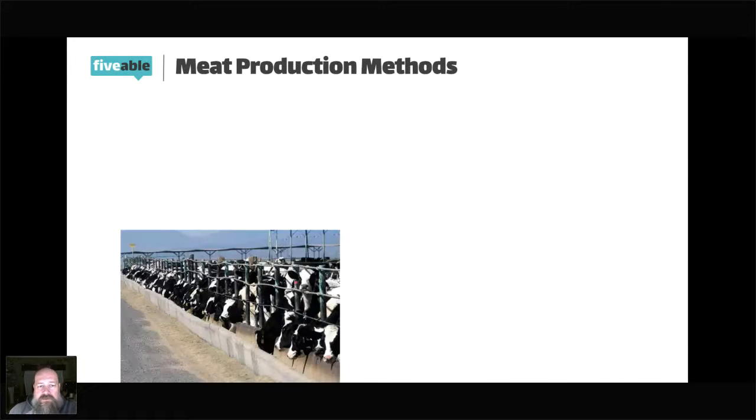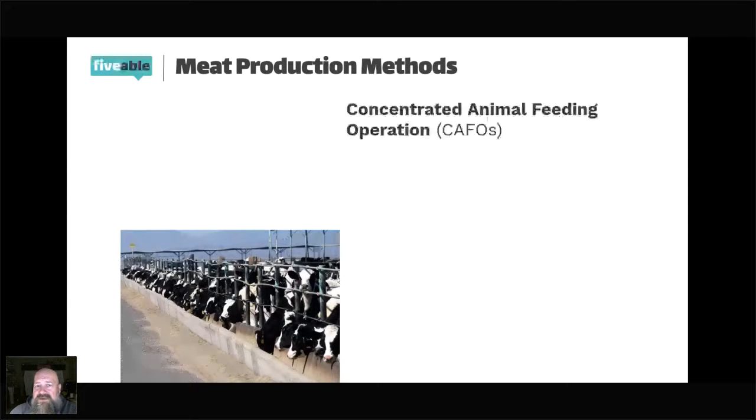All right, so some of these images are not the happiest. I try to find ones that didn't offend too many people. But this right here is known as a CAFO, a concentrated animal feeding operation. I happen to live very close to one. It's actually only about 30 miles from here. And on a warm summer day, you can smell them.